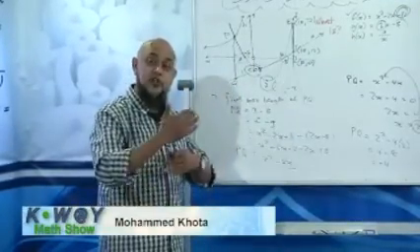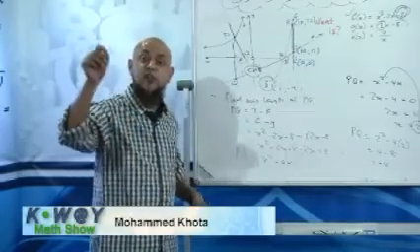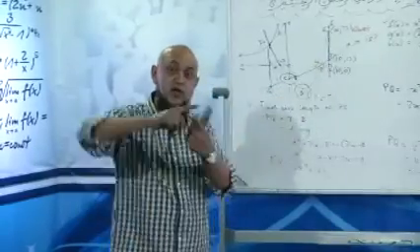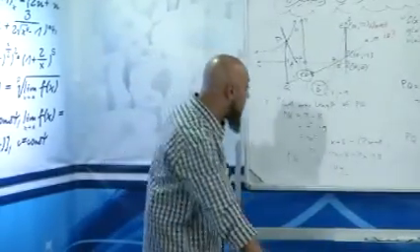The other method that we showed you is completing the square. After completing the square, writing it in the form a into x minus p all squared plus q, just read off the q value. The q value is your maximum distance.